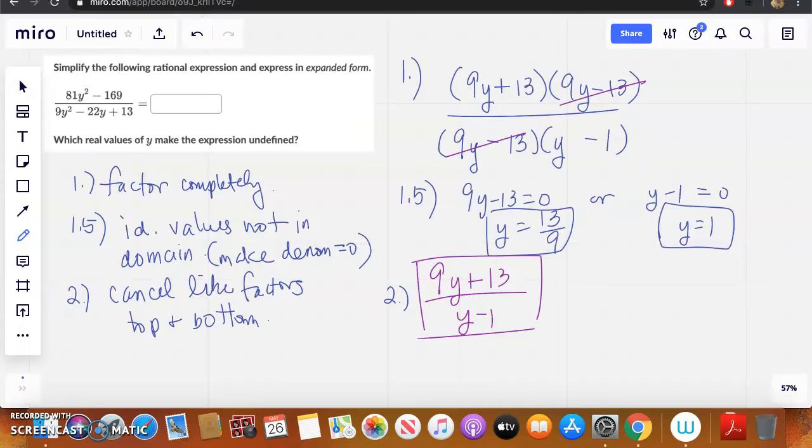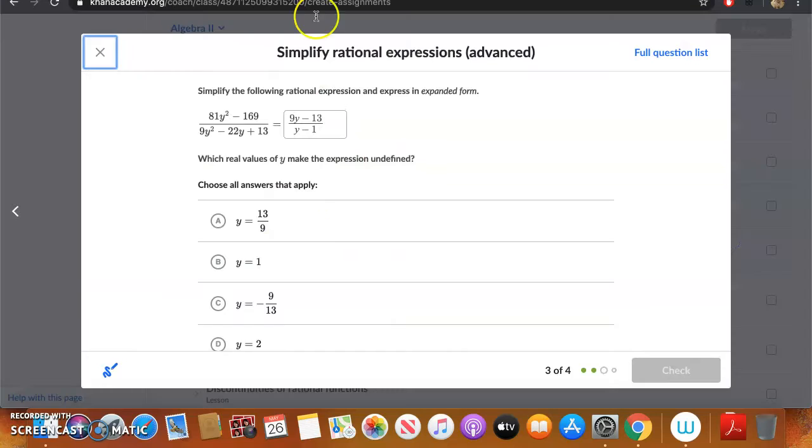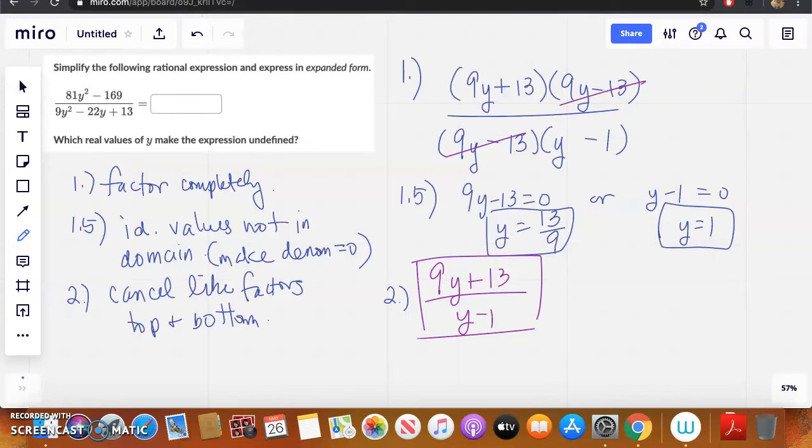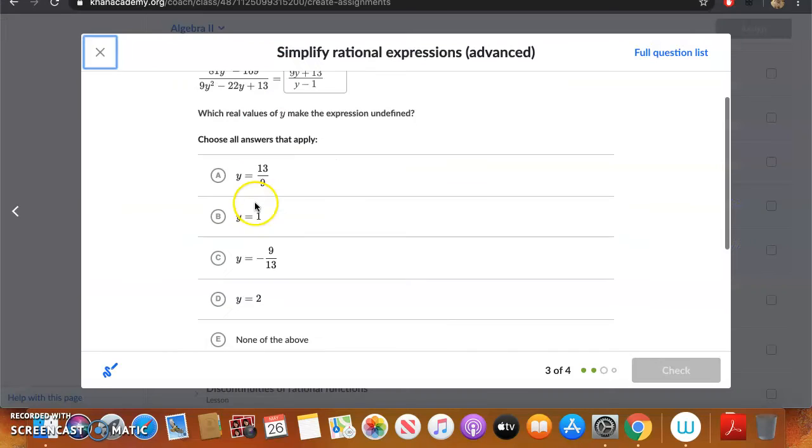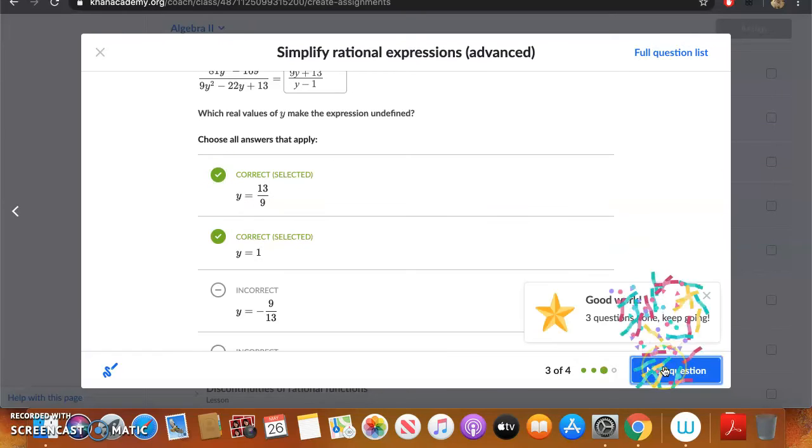I think, yep, plus 13. Sorry about that. The top is plus 13. All right, and there's our simplified version in expanded form. And our two restrictions were can't be 13 over 9 and 1. And that is correct. Okay, let's work on another one.